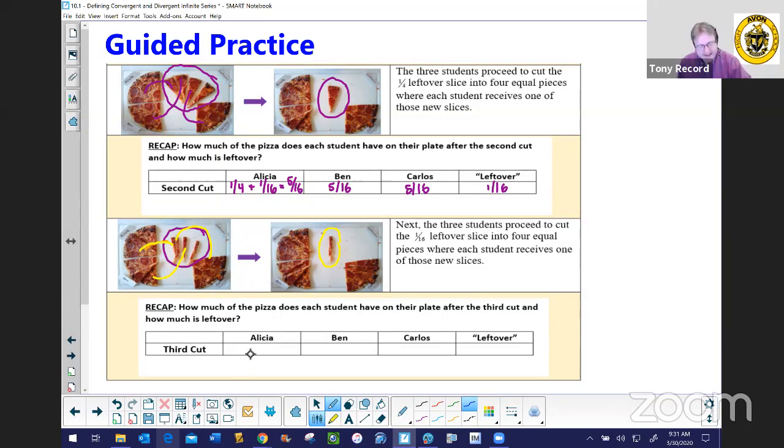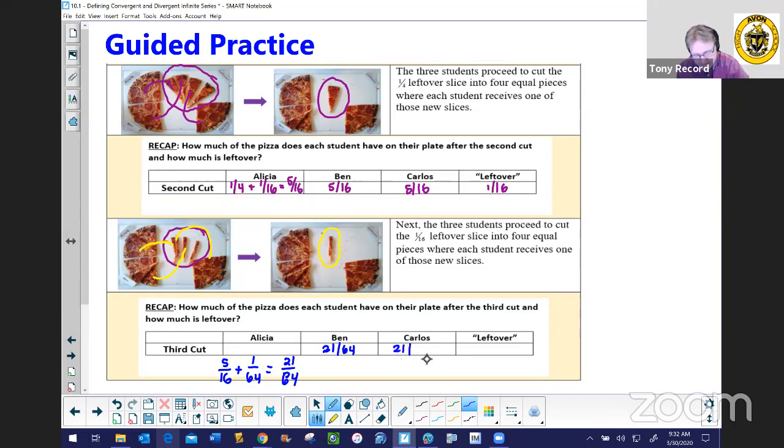So at this point, how much of the pizza does each student have on their plate after the third cut is made? Well, remember, Alicia and her friends at the very outset of cut one had 5/16ths, right? That was the two original pieces. And then we're now going to add a 1/64th of the pizza. And if we do our common denominator work, 5/16 is 20/64. We end up with 21/64ths for each of the 3 students.